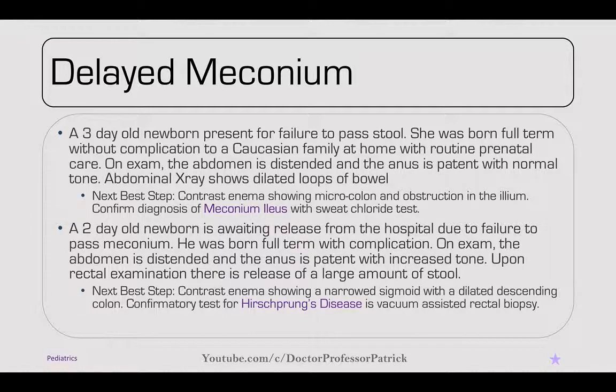Next, we've got a 2-day-old newborn awaiting release from the hospital due to failure to pass meconium. He was born full term without complication, and on exam, the abdomen is distended and the anus is patent with increased tone. Upon rectal exam, there is a release of a large amount of stool, or a squirt sign. The next best step would be a contrast enema showing narrowed sigmoid and dilated descending colon, and the confirmatory test for Hirschsprung's disease is a vacuum-assisted rectal biopsy. You want to show the lack of a myenteric plexus.